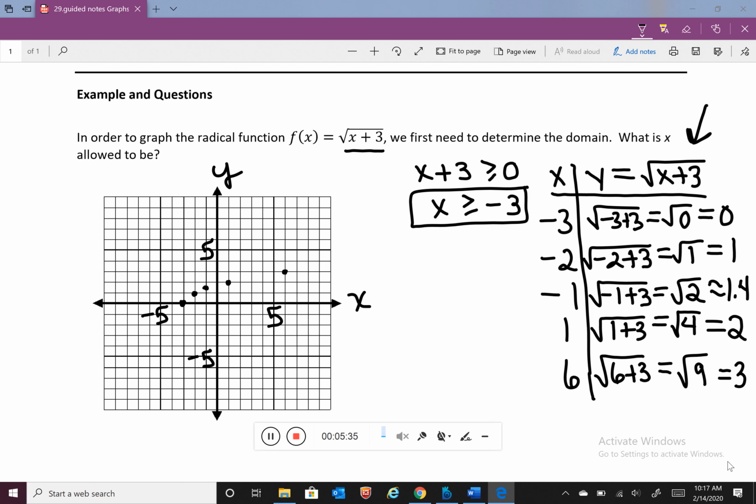So notice the beautiful pattern that we're drawing out from these 5 points. So connecting them smoothly, and then also realizing we chose to stop at x equals 6 because we had enough points, but this goes on forever. And that is addressed from making sure we understand x can be greater than or equal to -3.